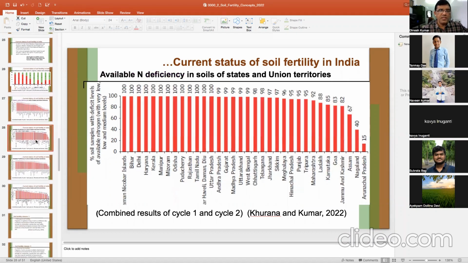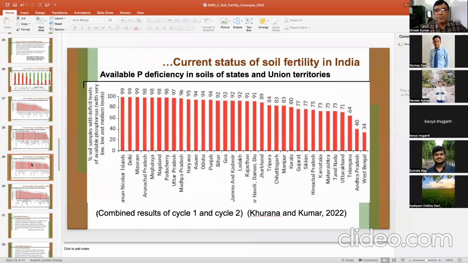Similarly, you can see the data for nitrogen deficiency. Starting from Andaman and Nicobar Islands, Bihar, Delhi, Haryana, Kerala, Manipur, Mizoram, Odisha, Puducherry, Rajasthan, Tamil Nadu, Dadra and Nagar Haveli, Uttar Pradesh, up to these, 100% of samples were deficient in nitrogen. Then you can see 99, 99, almost 100%. So most Indian soils are surely deficient in nitrogen.